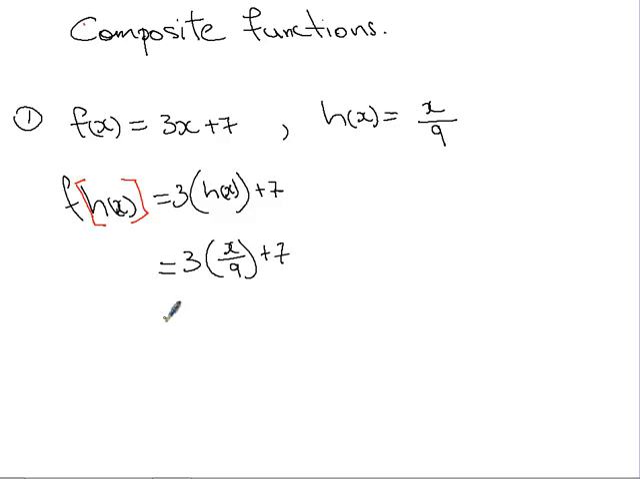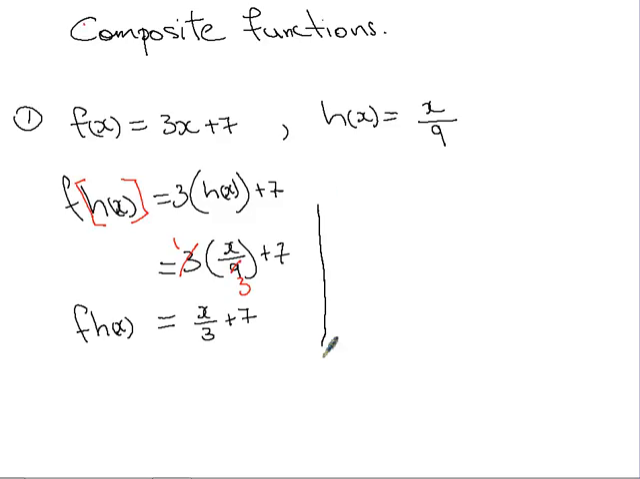Of course, we're going to try to simplify it. 3 can reduce 9. 3 into itself will go 1 time, and 3 into 9 goes 3. So f of h of x is going to be equal to x over 3 plus 7. That's it. So combining functions or making a composite function simply means putting one function into the other. So in this case, we want f of h of x, which simply means we're going to put h of x into the function f.